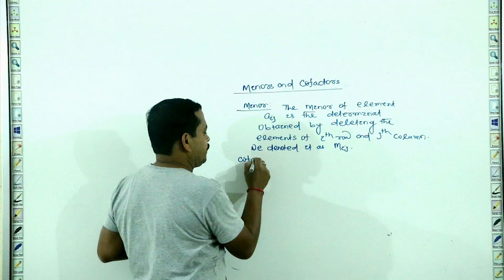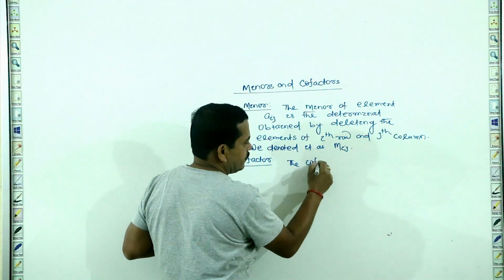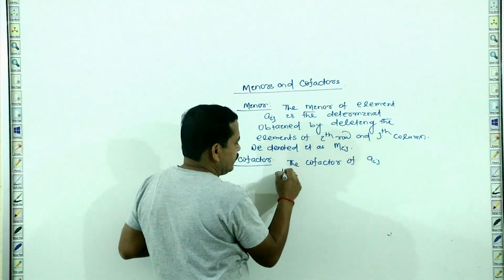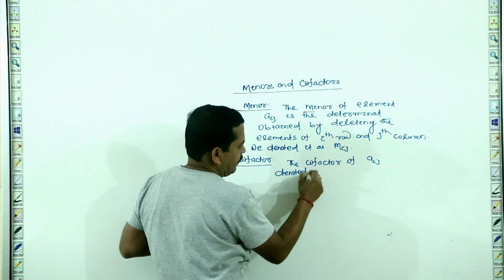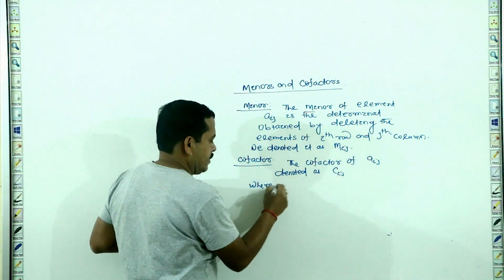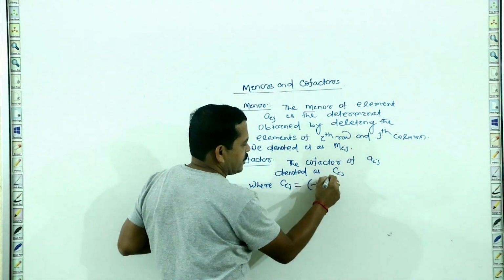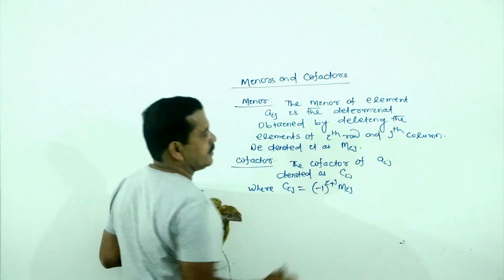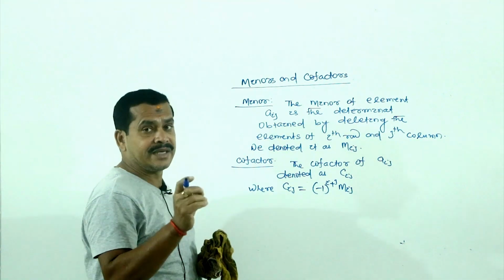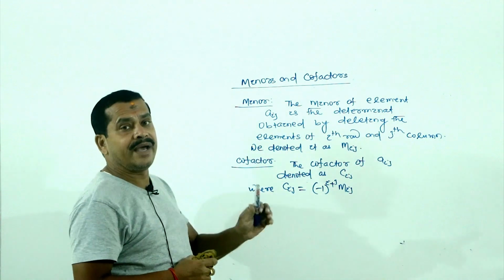Next, cofactor. The cofactor of Aij, denoted as Cij, where Cij equals minus 1 to the power i plus j into Mij. That is the general formula for minor and cofactor, and practically we will discuss it through examples. So this is all about the minor and cofactor.